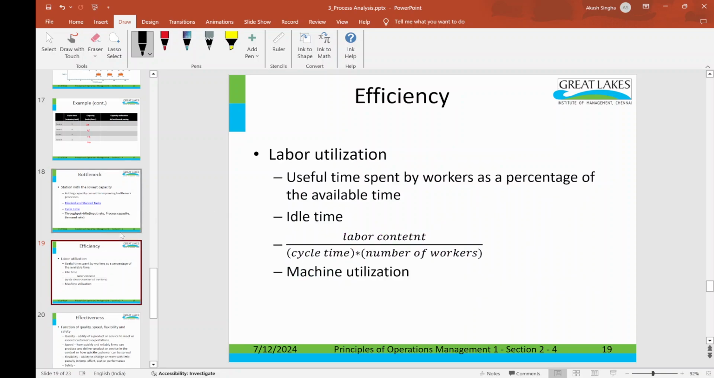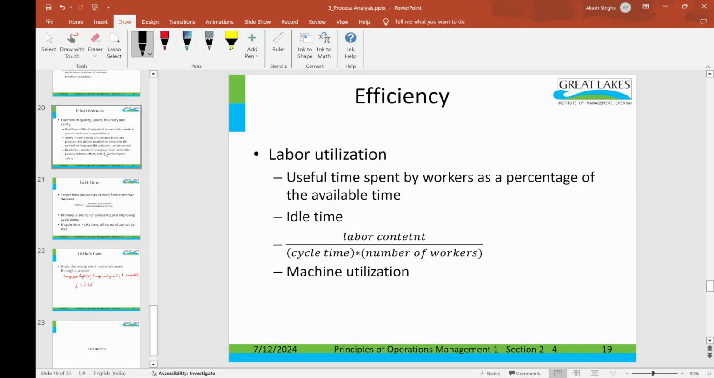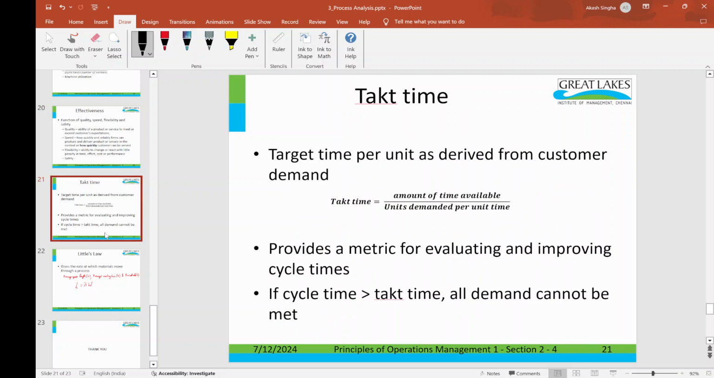Efficiency, labor utilization, there again some theoretical things. Takt time is the target time per unit as derived from customer demand. Takt time means the amount of time available divided by the units demanded per unit time. So if cycle time is greater than takt time, all demands cannot be met.